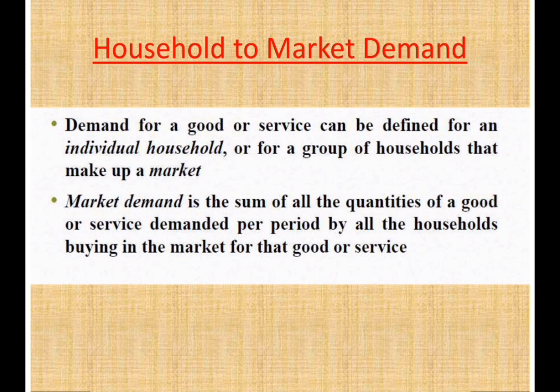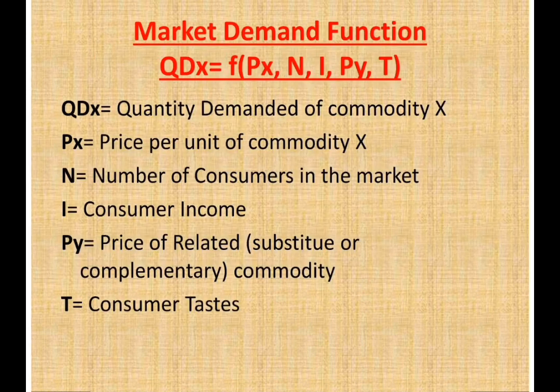Household to market demand. Demand for a good or service can be defined for an individual household or for a group of households that make up a market. Market demand is the sum of all the quantities of a good or service demanded per period by all the households buying in the market for that good or service. Market demand function. QDx is equal to f of Px, N, I, Py, T. QDx is quantity demanded of commodity X, Px is price per unit of commodity X, N is number of consumers in the market, I is consumer income, Py is price of related commodity, T is consumer taste.